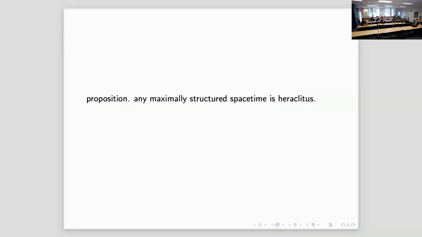Okay, so any maximally structured spacetime is Heraclitus. This is not a one-liner. This takes a bit to show. Why? Well, the easy way to put it is that there are many levels in between Heraclitus and maximally structured. There are other levels of the hierarchy that I'm not even talking about today. The proof going down each level is actually pretty straightforward. It's a little paragraph or something. But when you put 5 of those together, the proof for this takes a page or so. So it shouldn't be immediately evident that this is true, but it is.